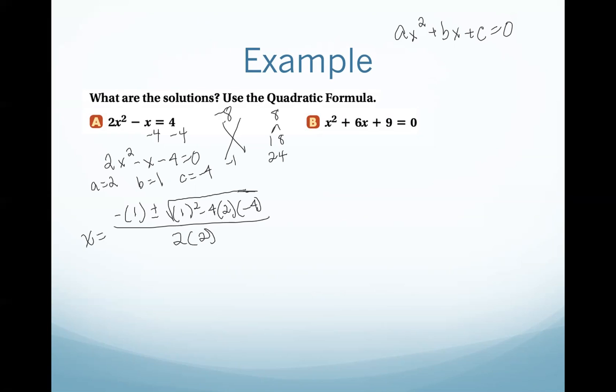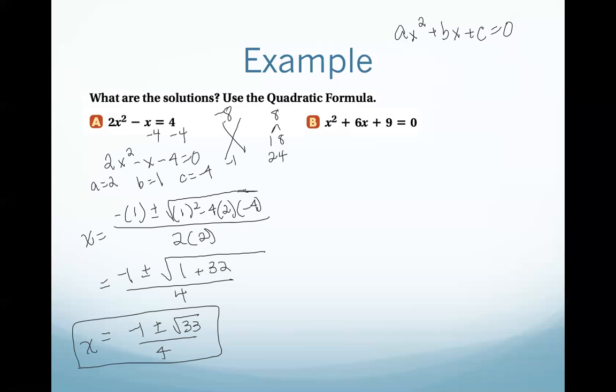Notice every time I substituted one of my variables, I put it in parentheses. This is important so that I don't accidentally multiply when I meant to subtract or accidentally subtract when I meant to multiply. So if you substitute into parentheses, it will help keep track of all of those operations. I'm going to go ahead and start simplifying. 1 squared is 1. -4 times 2 is -8 times -4 is plus 32 divided by 4. So we get -1 plus or minus the square root of 33 over 4.